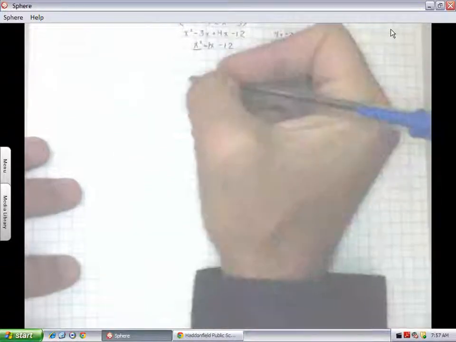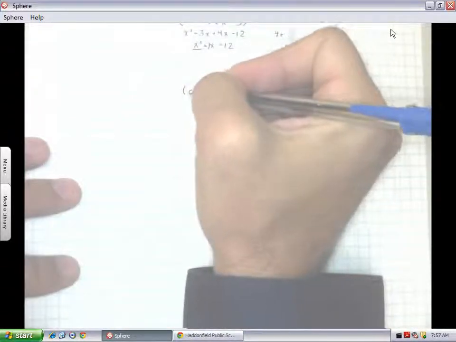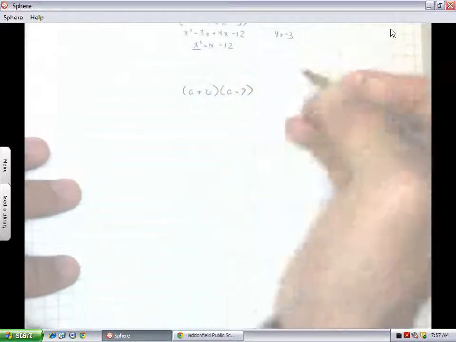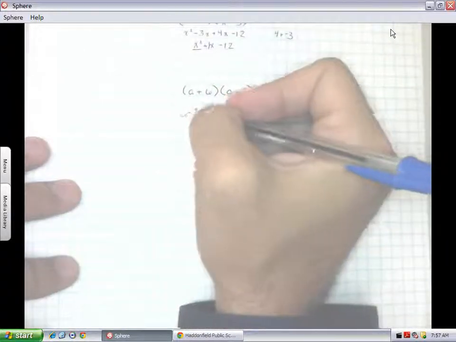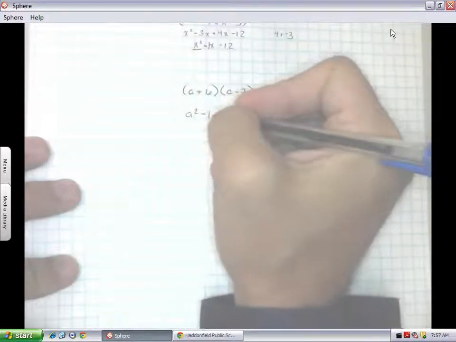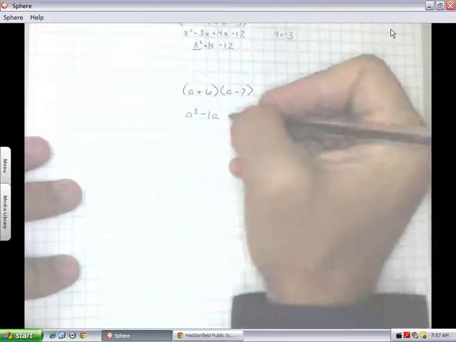So that if I have something, again, similar to that, a plus 6 times a minus 7, I know that I have an a squared. 6 plus negative 7 is negative 1a, and 6 times negative 7 is negative 42.